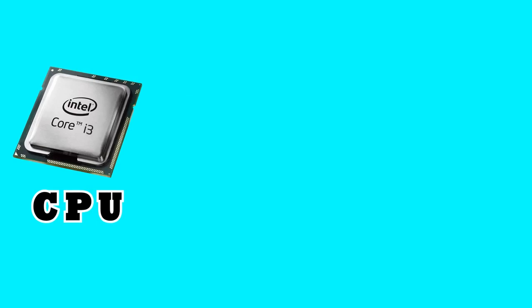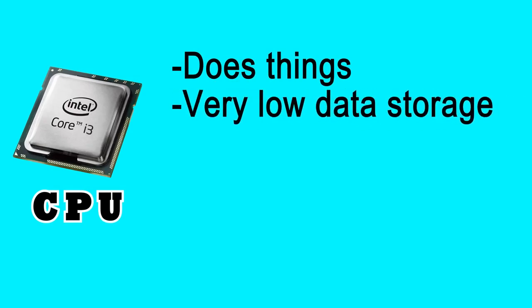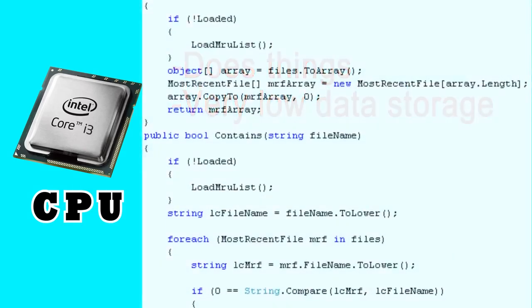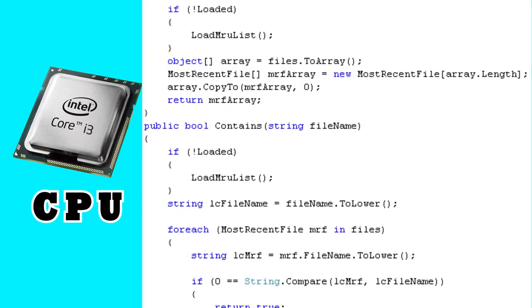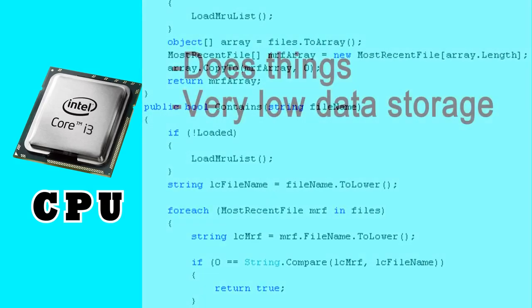The CPU is where your computer does things. It isn't really capable of storing very much data at all, but it's very good at doing things with data. Quickly reading it, arranging it, doing the type of quick and massive calculations needed to run your programs. This is where most of your programs are essentially run from.